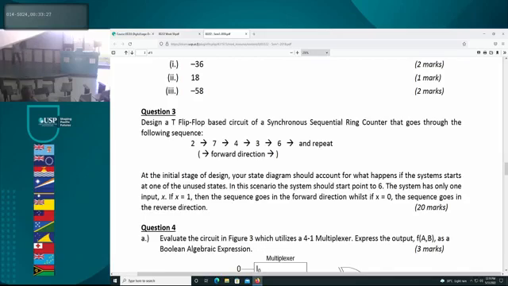This is a design: design a T flip-flop based circuit of a sequential synchronous ring counter that goes through the following sequence: 2, 7, 4, 3, 6. Right? So that's a real problem. This could have been a system where you have traffic lights. Design a system whereby there's a red light, then a green light, then an orange light, followed by a red light again. That's for one. But imagine if you have a cross junction road, you have multiple traffic lights.